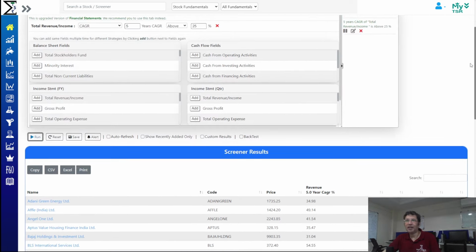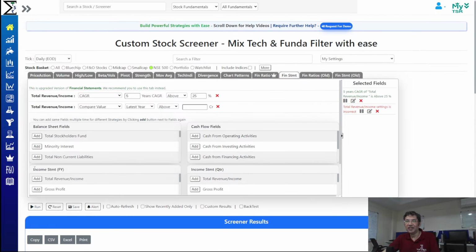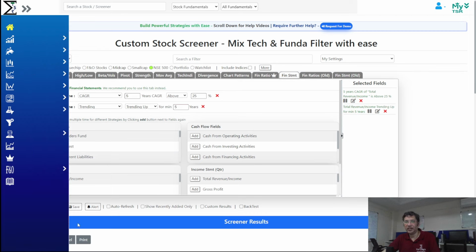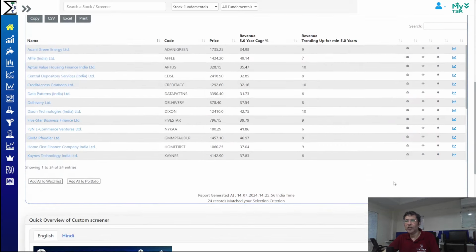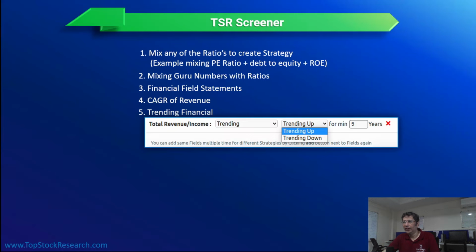So in order to overcome that, what we can do is add another field where you want to see that revenue is also increasing year on year for at least 5 years, right, along with CAGR. When you look at this, you get about 24 stocks where the annual growth rate is 25% for 5 years, and every year the revenue is growing, right? So that's another criteria that this tool can help you fulfill.